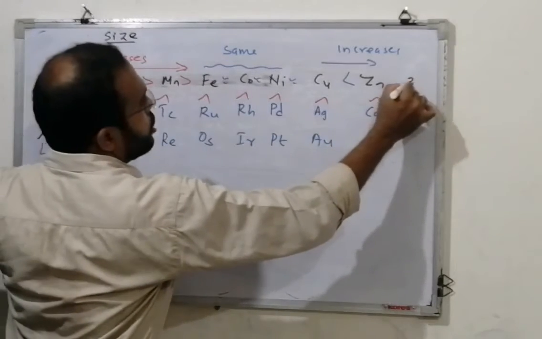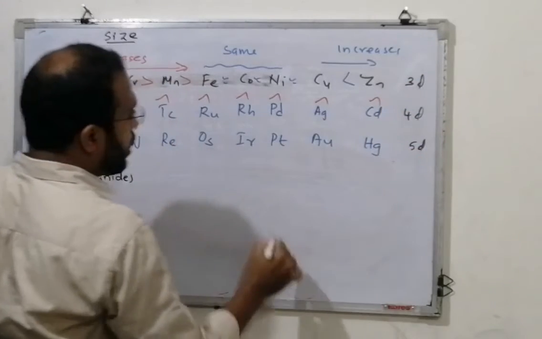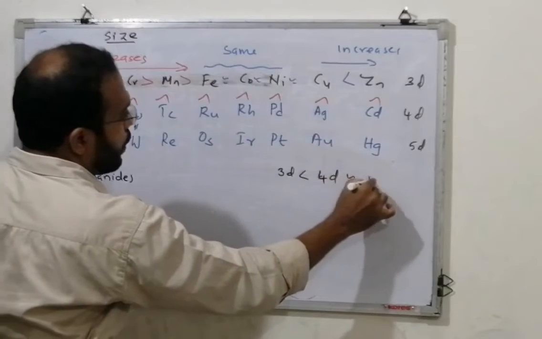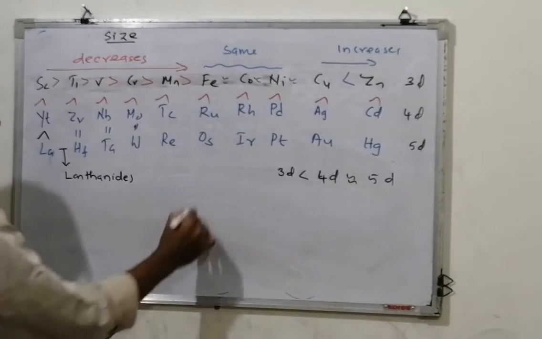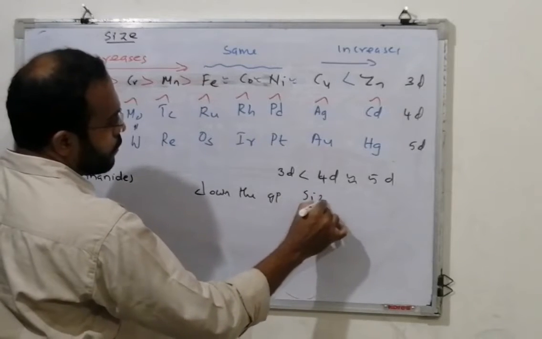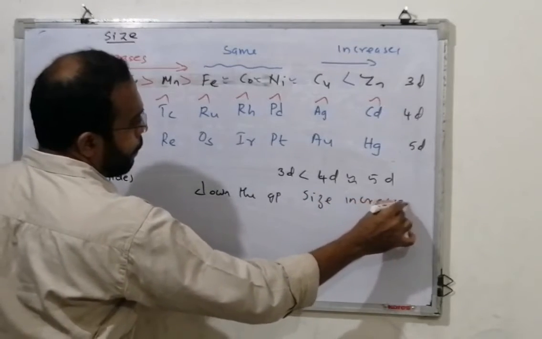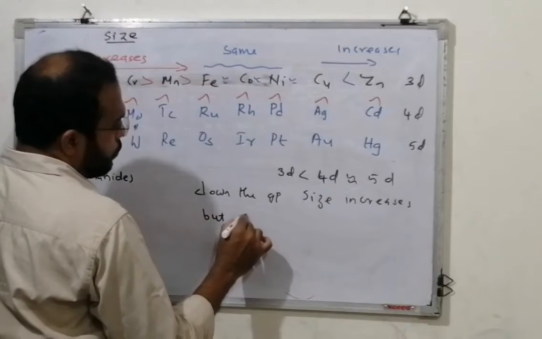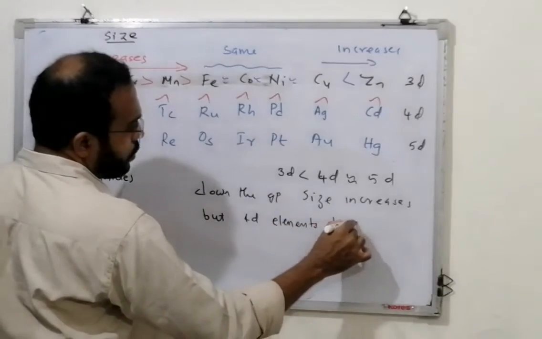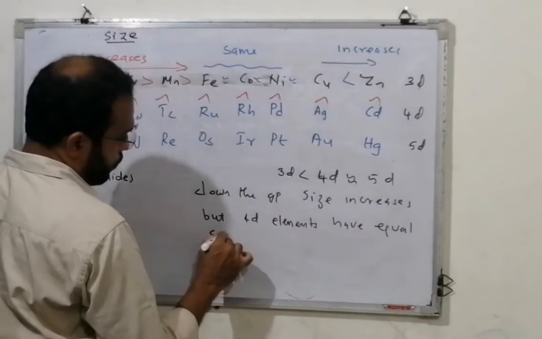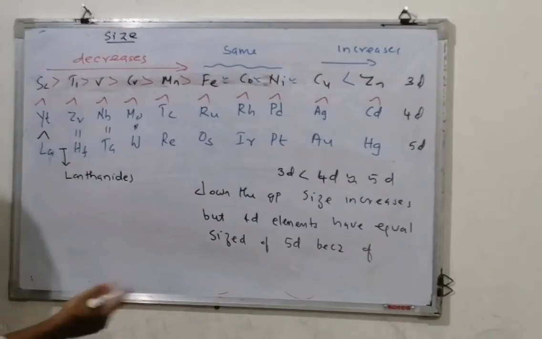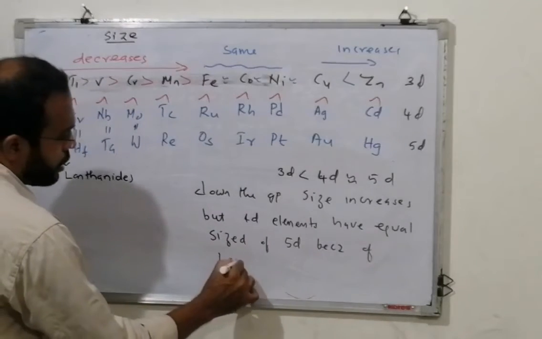Therefore, this is the 3d series, 4d series, 5d series. Generally speaking, 3d is smaller than 4d, almost equal to 5d. Down the group, size increases, but 4d elements have equal size to 5d because of lanthanide contraction.